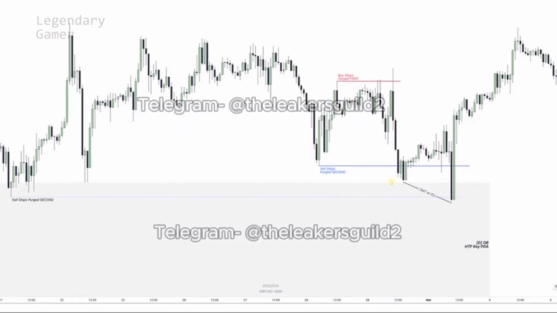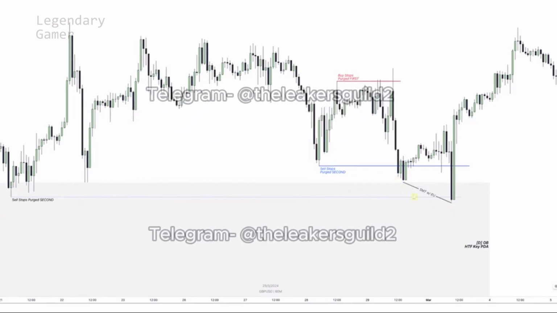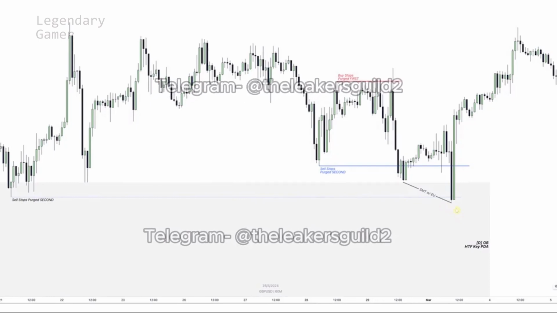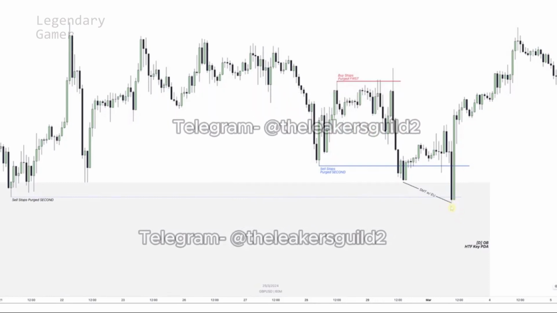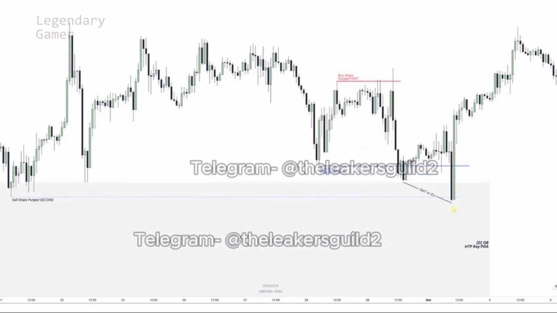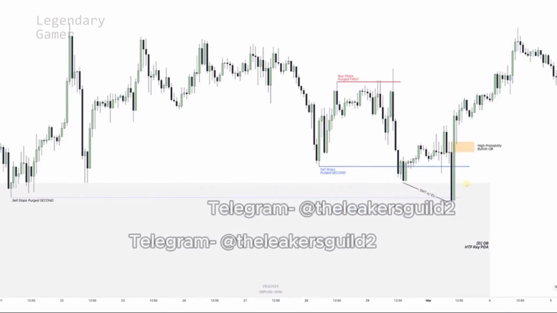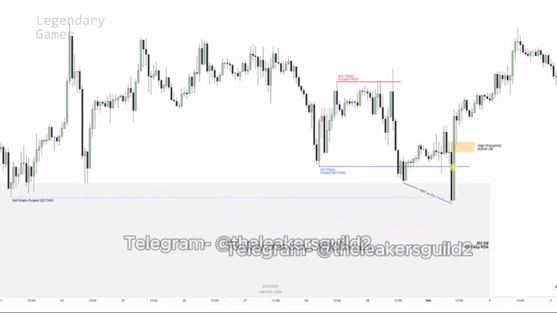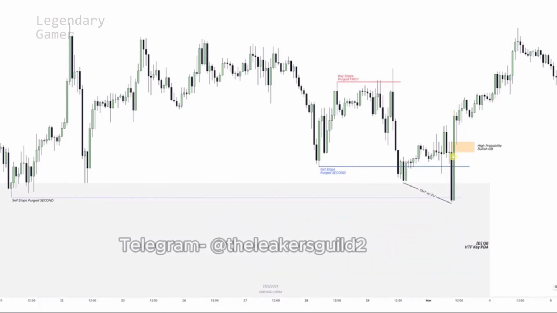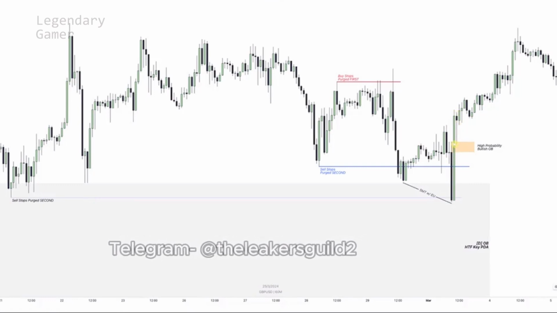So now what do we know? Once we form that SMT with the double purge, right, it is highly likely to be a protected low, and there will be a high probability order block formed. So over here we've got that order block, right? We close above it, so we have a change in the state of delivery. We can see the next candle taps back into that high probability order block, right?